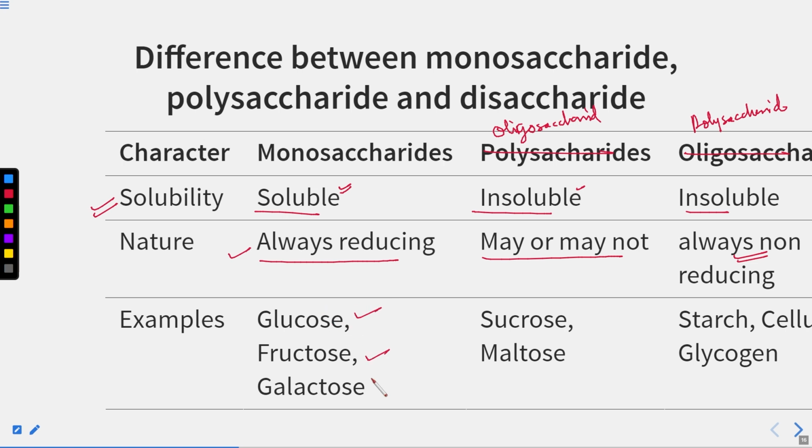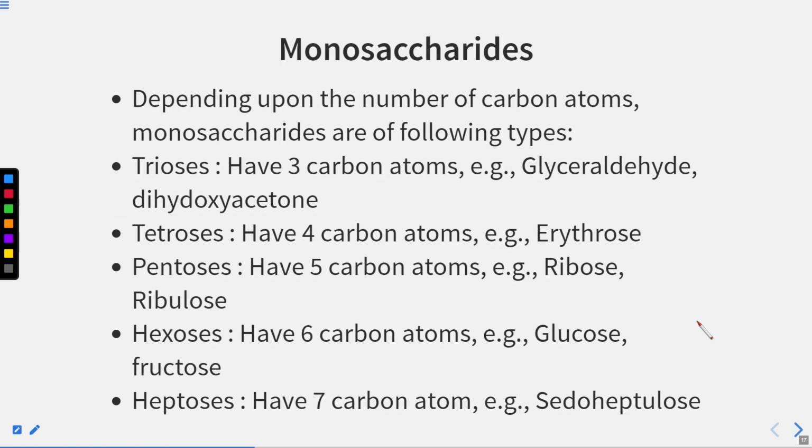So glucose, fructose, and galactose are examples of monosaccharide. Sucrose and maltose are oligosaccharides; maltose is made up of 2 glucose, and sucrose is made up of 1 glucose and 1 fructose, right? And examples of polysaccharide are starch, cellulose, and glycogen.